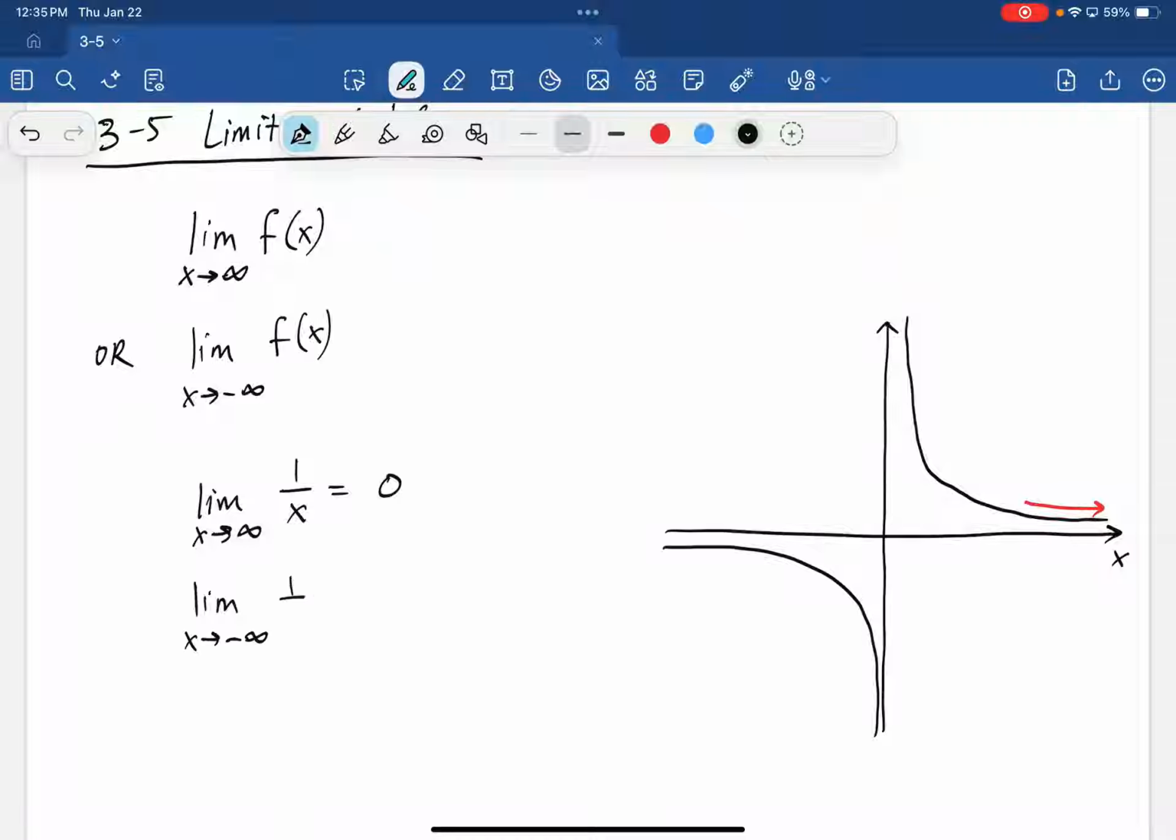X cubed increases a lot faster. And so that means that this function is going to tend towards infinity as x gets really big. And so that gives us our second rule. When the degree of the numerator is greater than the degree of the denominator, the limit as x approaches infinity is going to not exist. Okay?